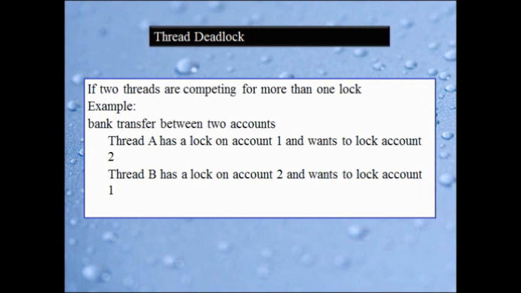Thread deadlock. If two threads are competing for more than one lock, for an example, we'll take a bank transfer between two accounts. Thread A has a lock on account 1 and wants to lock account 2. Thread B has a lock on account 2 and wants to lock account 1.